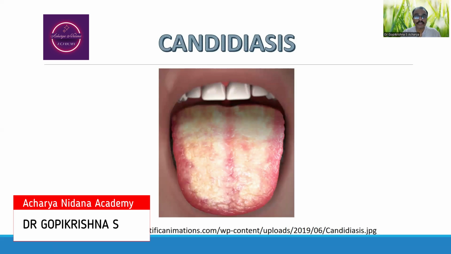This is considered to be candidiasis. In case of fungal infections, this may be observed. This may be associated with whitish colored discoloration in the oral mucosa also, or buccal mucosa also.